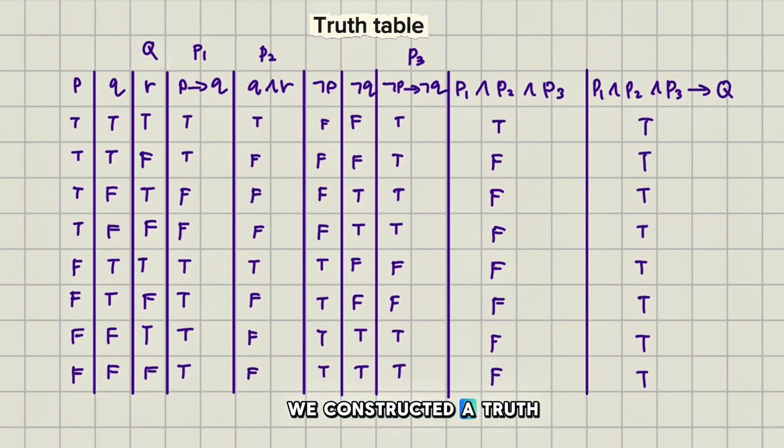We constructed a truth table to determine the conclusion by analyzing different truth values. For this example, it concludes that this argument is valid because for every hypothesis which is true, it implies an also true conclusion.